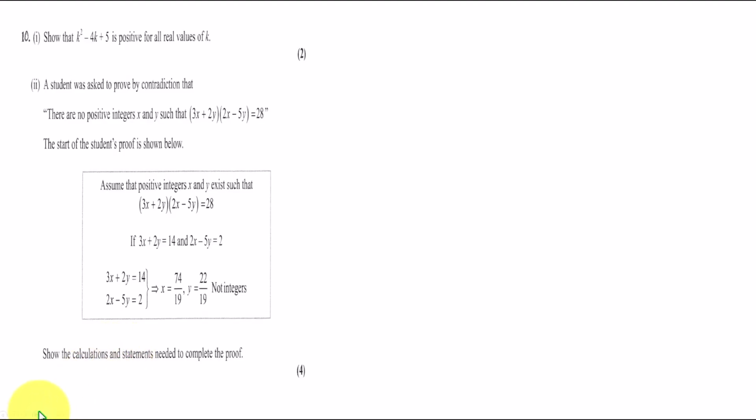Right, let's look at the first kind of proof question that was in your paper. Show that k squared minus 4k plus 5 is positive for all real values of k. But it's a quadratic, so we can complete the square with this.